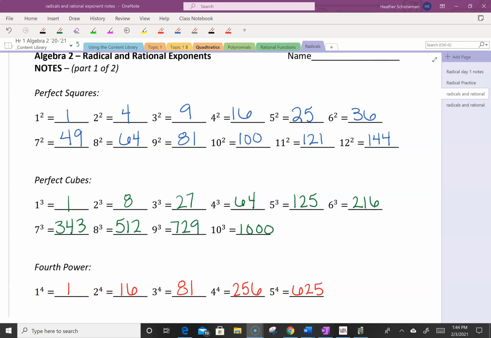Okay, today's lesson is over radicals and rationals, and there's a lot to this lesson, so I'm trying to break it up into 3 short videos. So this is part 1 of 3. It's important that you watch them in order.